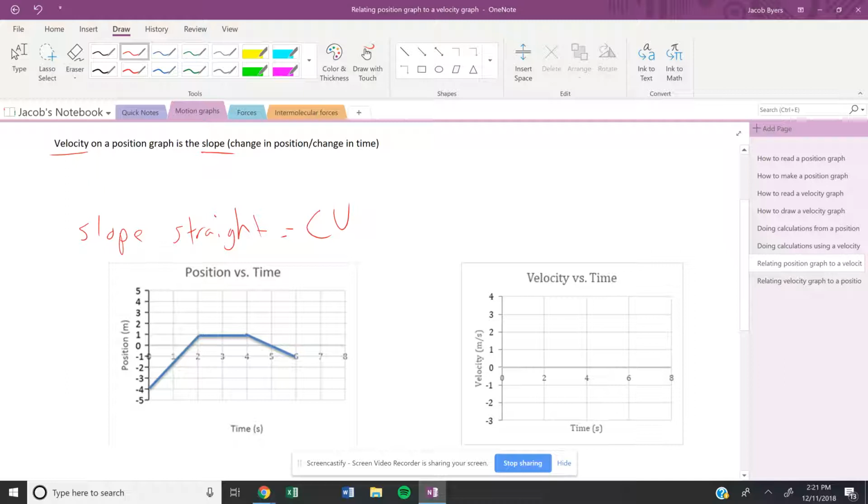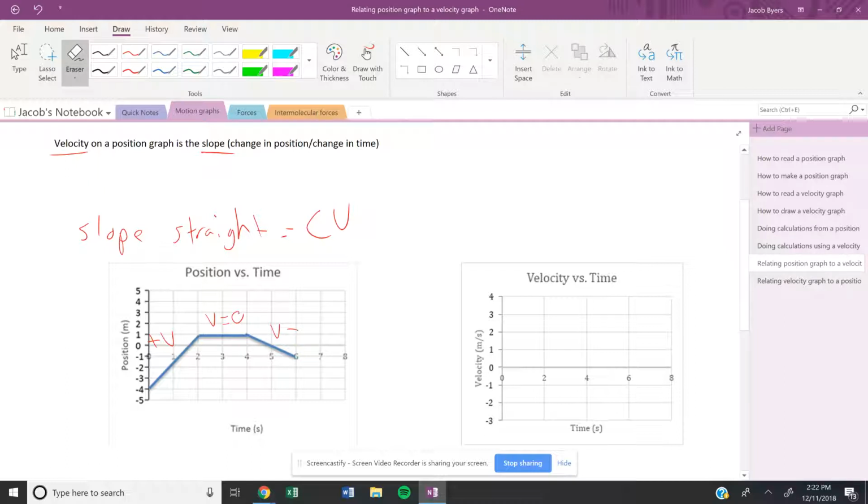It's stationary, it's not moving, and then it moves backwards, so our velocity is negative. I'm just going to put that there. I know my velocity is positive, I know my velocity is 0, and I know my velocity is negative here.